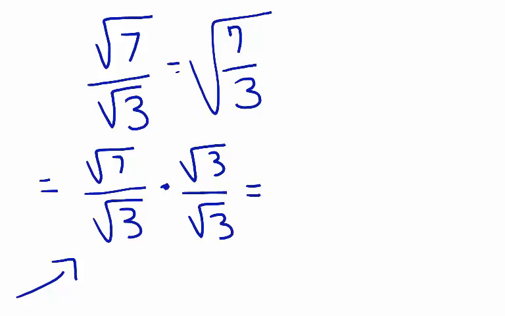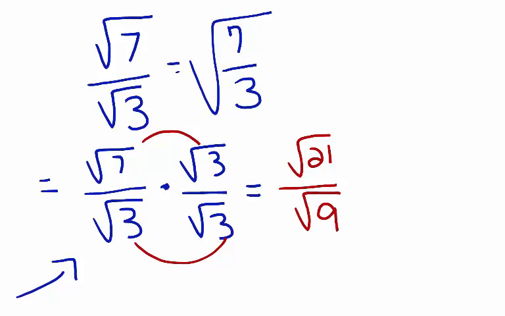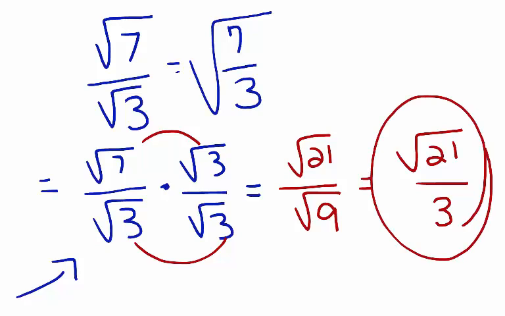When we do this, 7 times 3 equals 21, so we get square root of 21, divided by 3 times 3 is 9, so we get square root of 9. This happens to be a perfect square. The square root of 9 is 3. So our expression is now rewritten as the square root of 21 divided by 3. That's called rationalizing the denominator.